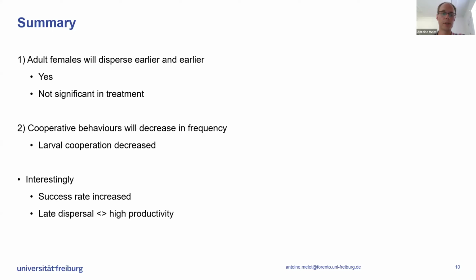Also, interestingly, the success rate increased, so we are sort of breeding super beetles in this experiment, and also the groups that dispersed the later also had the highest productivity and the most offspring. That correlates nicely with other pieces of evidence we have on this species, and probably the feedback between the time of dispersal and the social environment and the productivity of the nest, probably this feedback and this correlation is at the core of the evolution of sociality in this species.